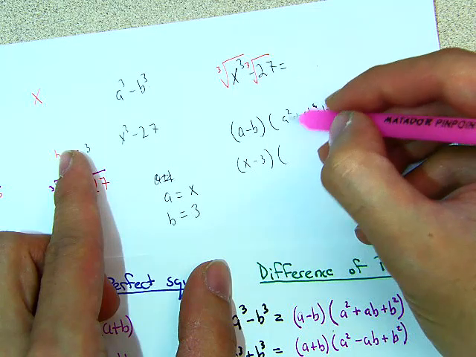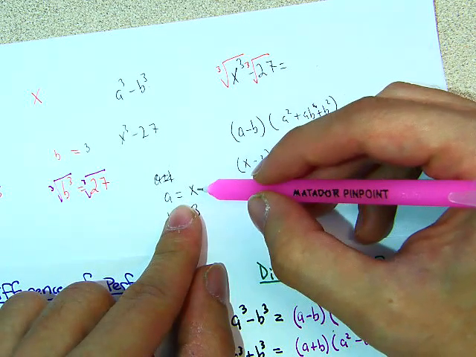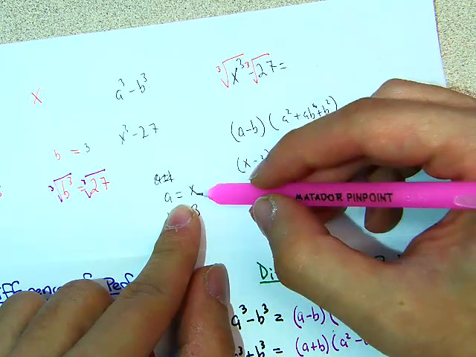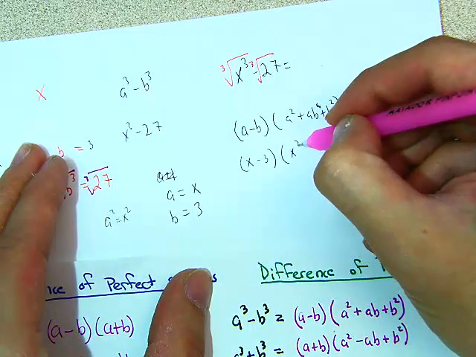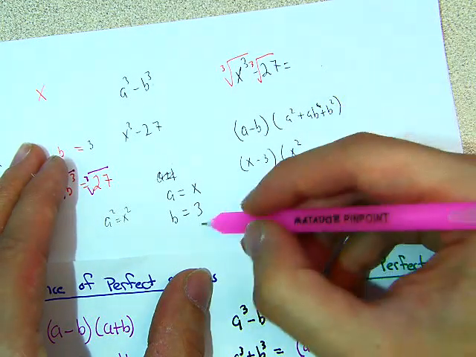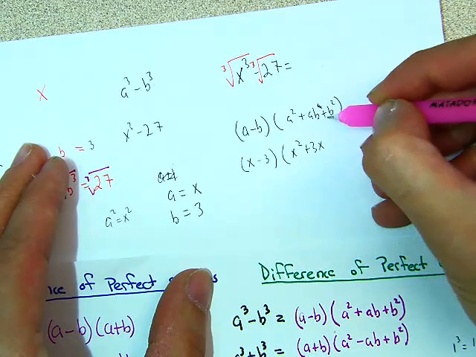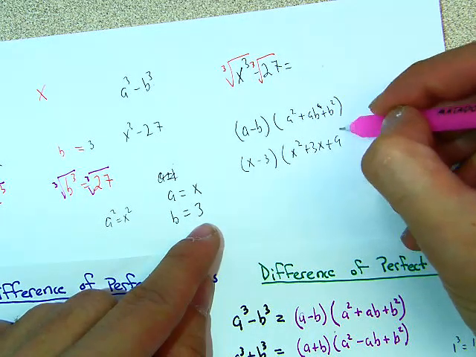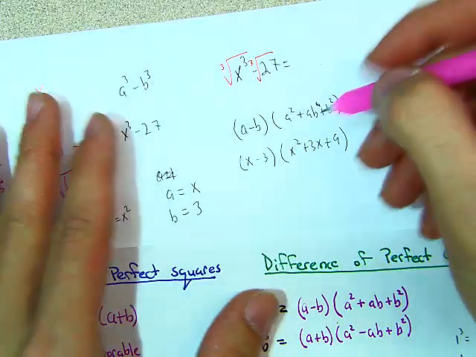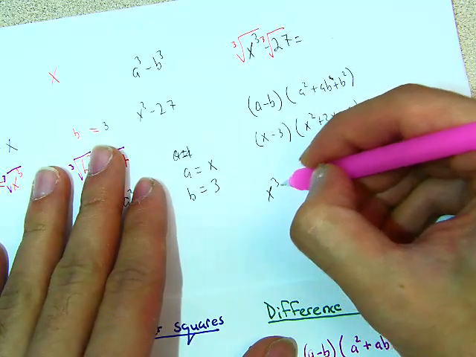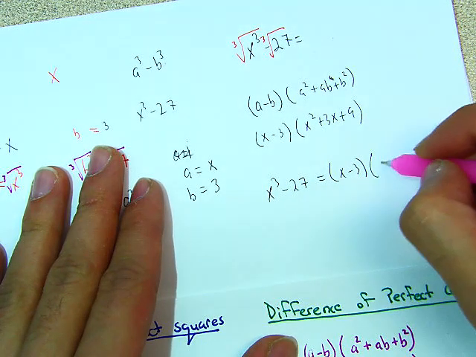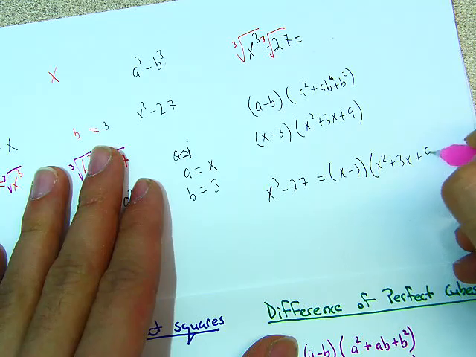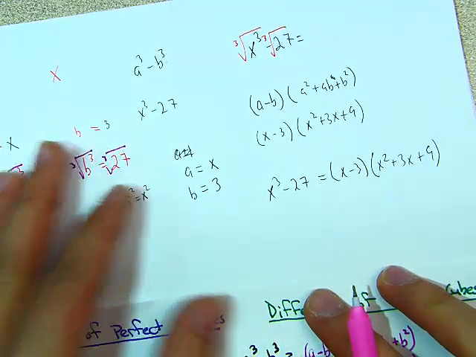Now what is a squared? If a is equal to x, a squared is equal to x squared, right? Now this is a times b. What's a times b? It's just plus 3x. And what's b squared? That's just plus 9. And that's it. You did it. Let me write it again: x cubed minus 27 is equal to x minus 3, this binomial, times this trinomial, x squared plus 3x plus 9. That is all you do.